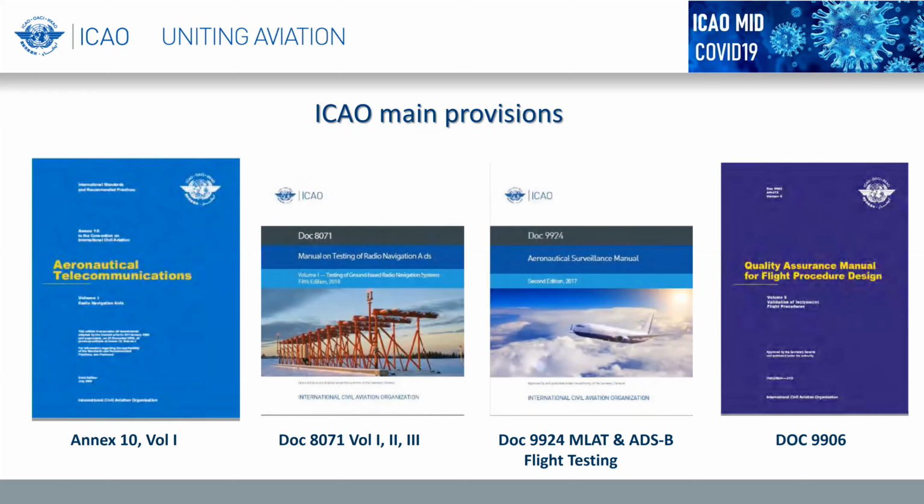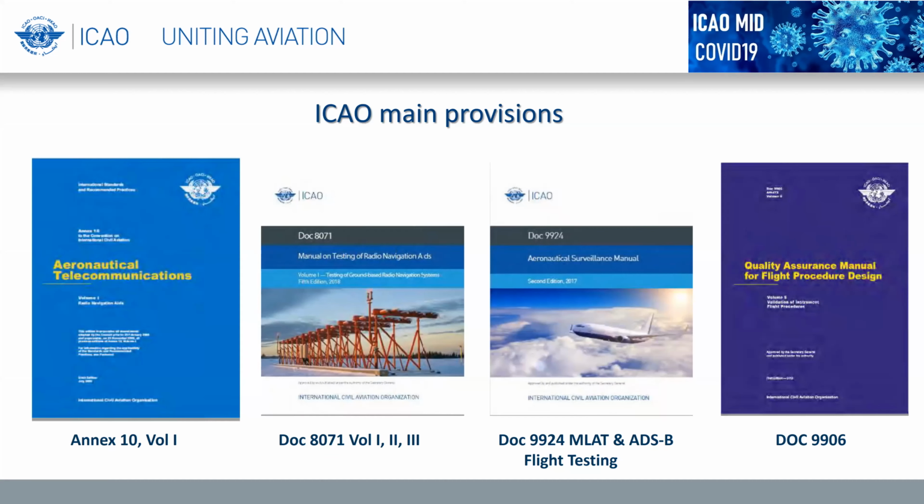The first volume is about testing of ground-based radio navigation systems. The second volume is about testing of satellite-based radio navigation systems. We will receive a presentation on the update of these 2 volumes in the coming sessions. Volume 3 of Document 8071 is about testing of surveillance radar systems.